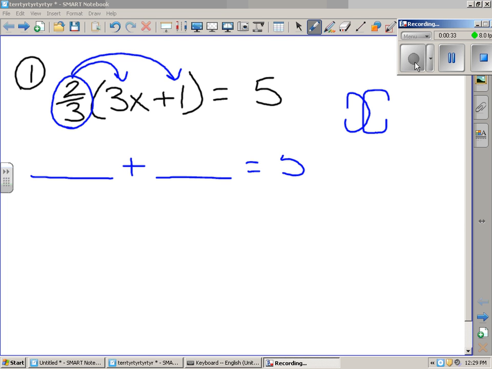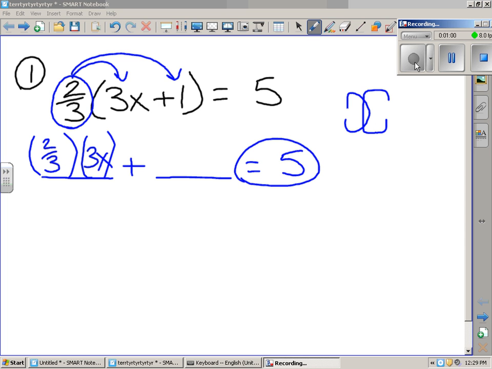So normally in class what we would do is we would draw 2 blanks with an addition sign in between, and then you just put whatever is after it here and put whatever is before it over here. Now there's nothing before it, so there's nothing that's going to go in front of it. So we're just going to have a blank plus a blank on the left side, and then it equals 5. 2/3 is first of all multiplied by 3x. Then we take that same 2/3 and we multiply it by 1.